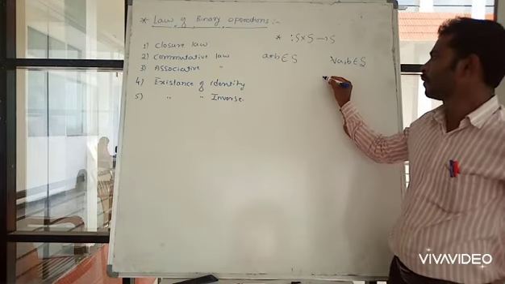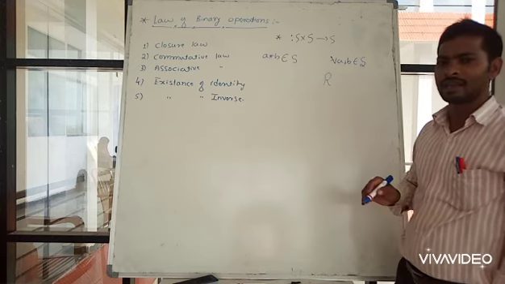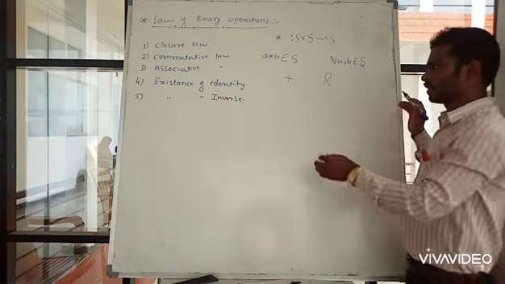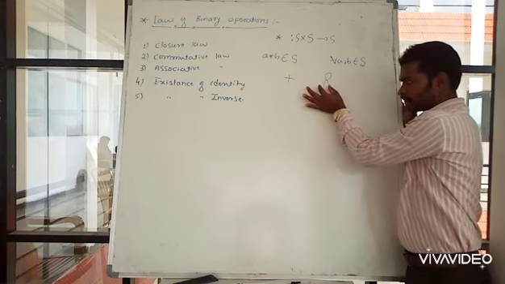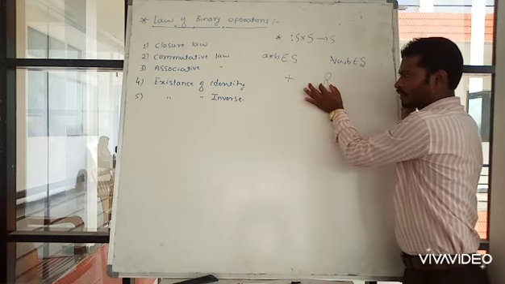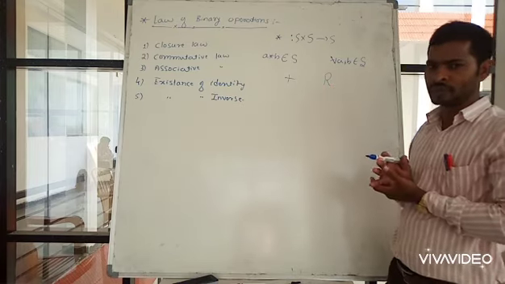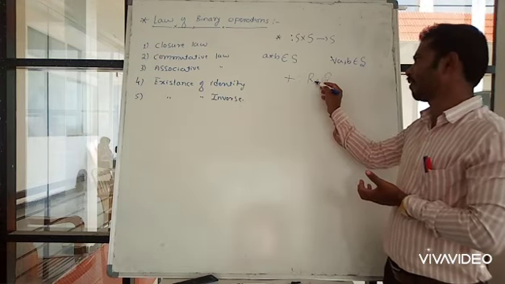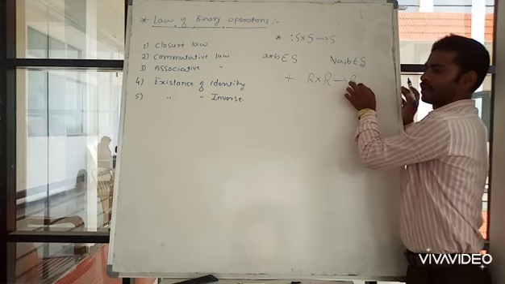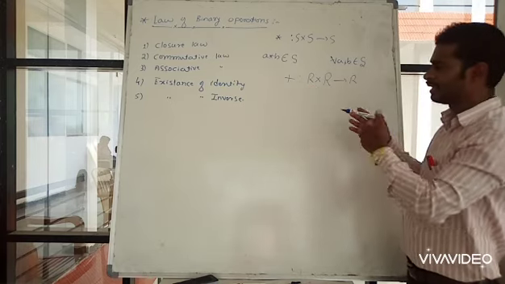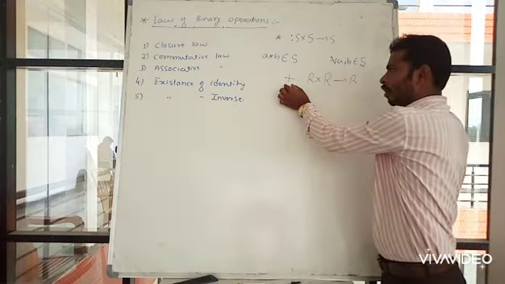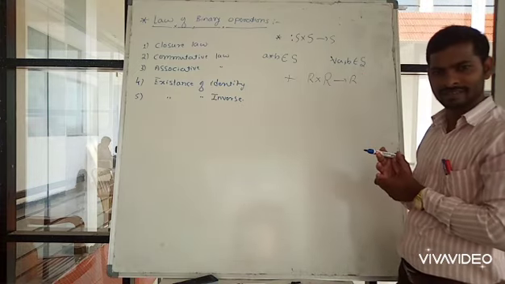For example, suppose R is the set of all real numbers, and this operation star is addition. From the last class, we know that addition on the set of all real numbers is a binary operation, because addition is a function from R cross R to R, since the addition of two real numbers is always a real number. So whether this binary operation satisfies the closure law or not? Yes.